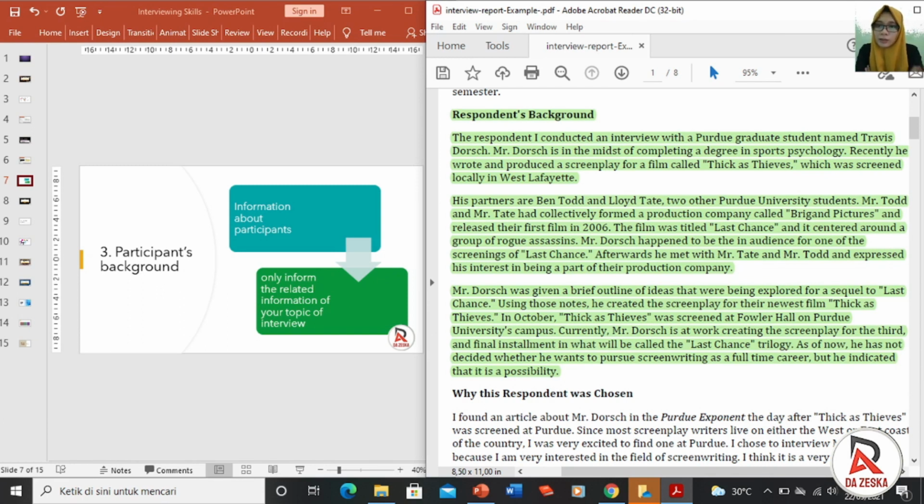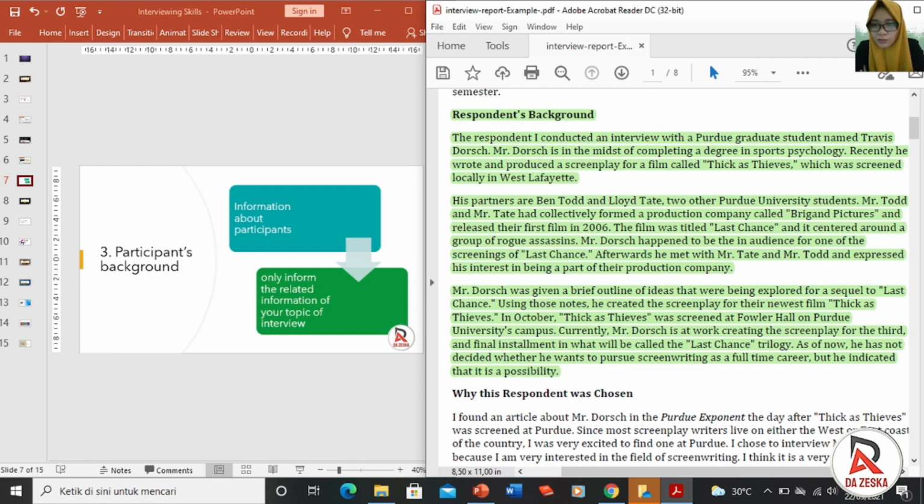His partners are Bam Todd and Leah Tate, two other Purdue University students, and Mr. Todd and Mr. Tate had collectively formed a production company called Reagan Pictures and released their first film in 2006. The film was titled Last Change, and it centered around a group of rogue assassins. Mr. Dodge happened to be in the audience for one of the screenings of Last Change. Afterwards, he met with Mr. Tate and Mr. Todd and expressed his interest in being a part of their production company. Mr. Dorsch, this name is so difficult to pronounce, was given a brief outline of ideas that were being explored for a sequel to Last Change. Using those notes, he created the screenplay for their newest film, Thick as Thieves.